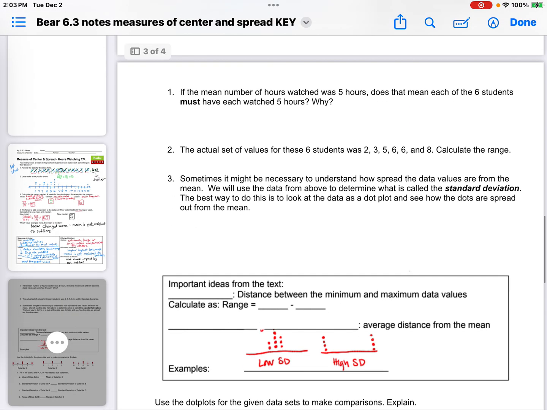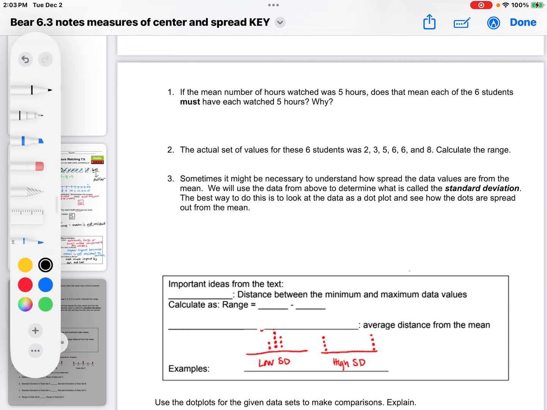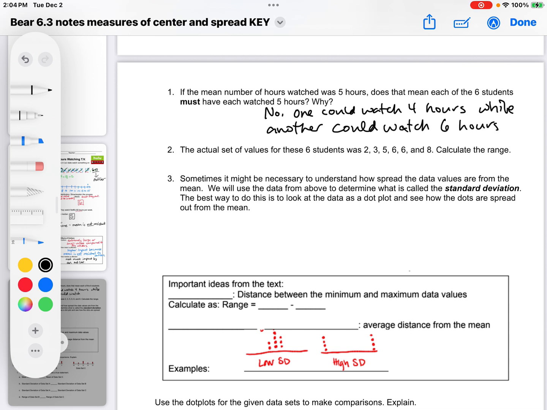Okay. So now, if the mean number of hours watched was 5 hours, does that mean that each of the 6 students must have each watched 5 hours? No. One could watch 4 hours while another could watch 6 hours. 4 plus 6 divided by 2 would still give you a mean of 5. All right, so just because the mean is 5 doesn't mean that each student watched for 5 hours.